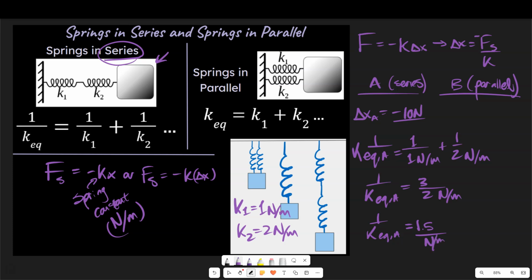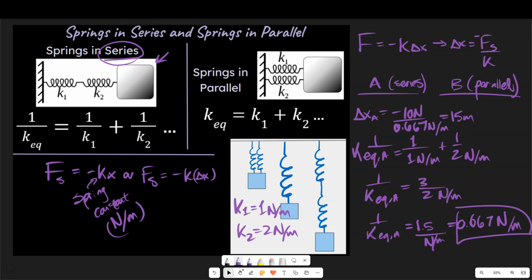That's actually not our answer. So we have to take the inverse of that to be able to get our answer, which ends up being 0.66 repeating newtons per meter. That's going to be our equivalent K value, and so we could go ahead and put that in here, 0.667 newtons per meter. And so our displacement is going to be negative 15, or let's just call it 15 meters. That's going to be our answer for A. That's how much this can be displaced with 10 newtons of force.